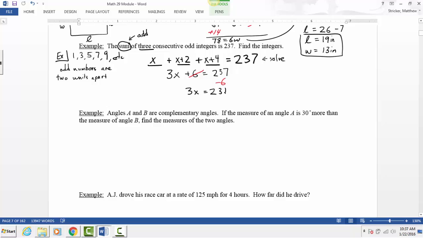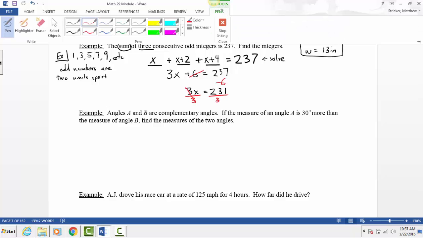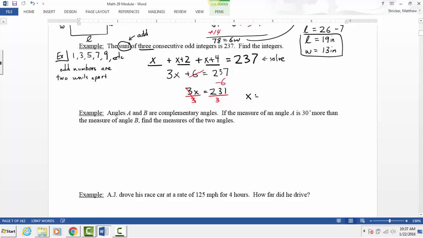We're doing all right. And then we can go ahead and divide that 3 out. And if I do that, I get that x is equal to 77. And so my numbers, that has to be the first number, so my next odd number is 79, and my next odd number has to be what? 81. That's my answer there. And for the sake of time, I'm not going to write this as a complete sentence, but you would write something like 3 consecutive odd integers are 77, 79, and 81.